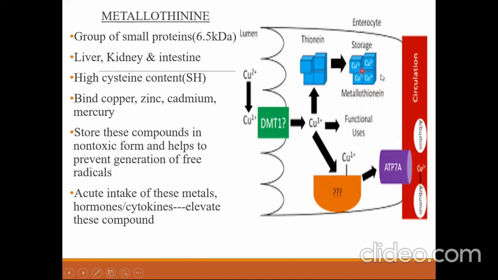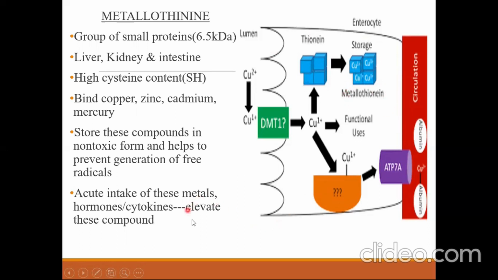These proteins are present in the liver, kidney, and intestine. Metallothioneins have high cysteine content. Cysteine has an SH group, right? This SH group binds copper, zinc, cadmium, and mercury compounds. Why does it have to be stored along with metallothionein? Because when it is present in the free form, it generates free radicals which cause toxic damage to the enterocytes. So in order to keep it in a non-toxic form, it is bound to a protein called metallothionein.